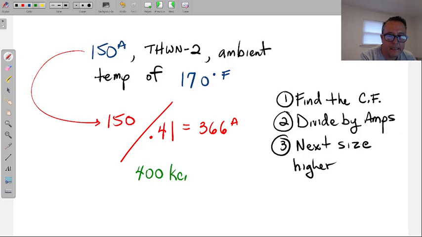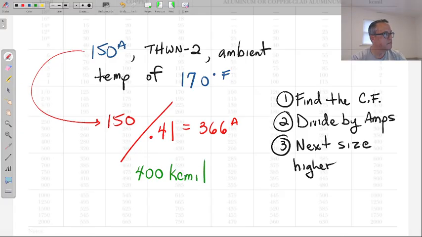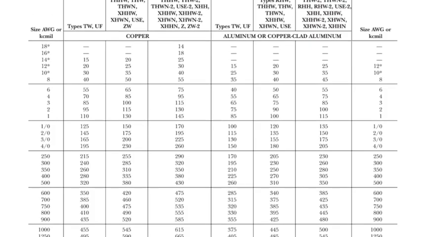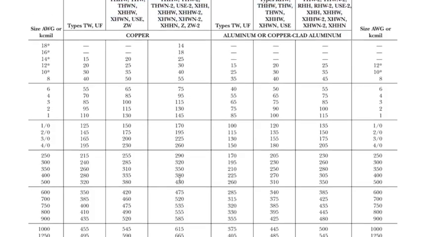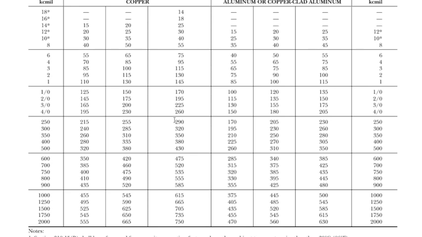So this would make the conductor a 400 kcmil. Because if we look at 400 kcmil, on the 90-degree column, which is right here, remember, it's the last one over here. We work our way down. 366 is our target number. 350, too small. Happens to be 350 kcmil for 350 amps. Isn't that convenient? It's the only one. So we have to go to the next size higher, 380, which makes it a 400 kcmil.